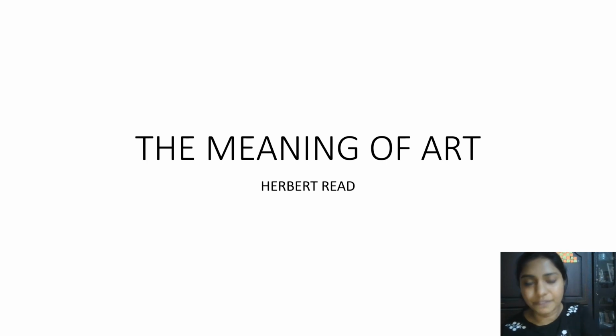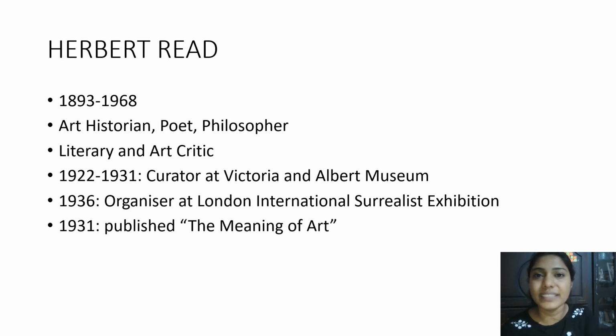So let's dive into a few facts about the author of this essay, The Meaning of Art, and that is Herbert Read. Now, Herbert Read was born in the year 1893 and died in the year 1968. He was an art historian, a poet, a philosopher, a literary and art critic, and from the year 1922 to 1931, he worked as a curator at the Victoria and Albert Museum. And in 1936, he worked as an organizer at the London International Surrealist Exhibition, and it was in the year 1931 that he published the essay, The Meaning of Art.